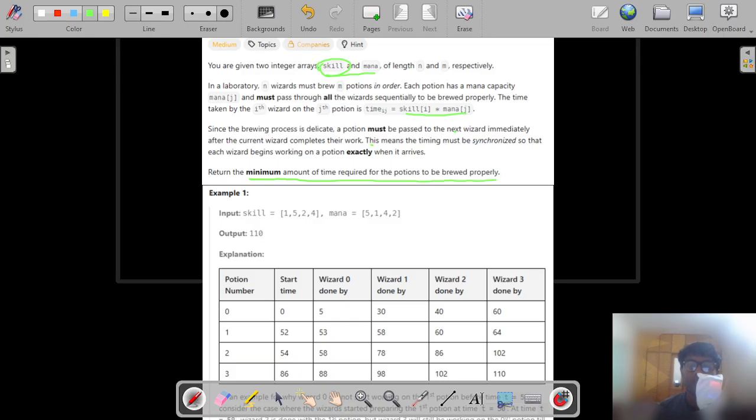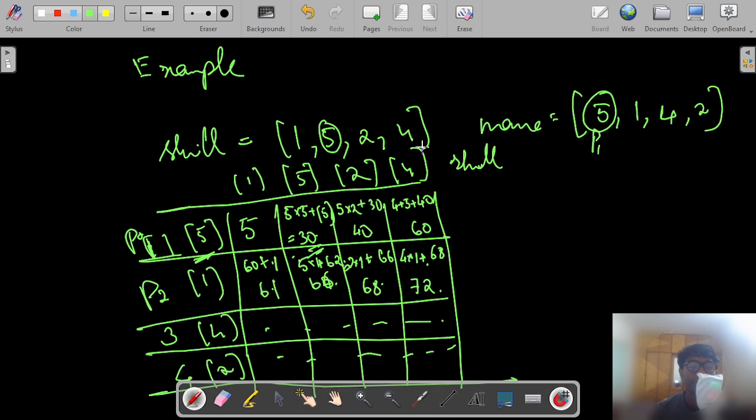There is also a statement which says the timing must be synchronized so that each wizard begins working on a potion exactly when it arrives, right? So this means, let's say, a skilled worker is available from the 6th second. After the 5th second, he is immediately available, which means post the 5th second, he is available. So we can rewrite this table.